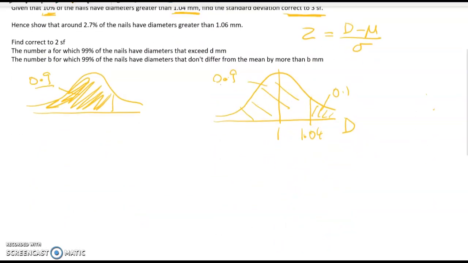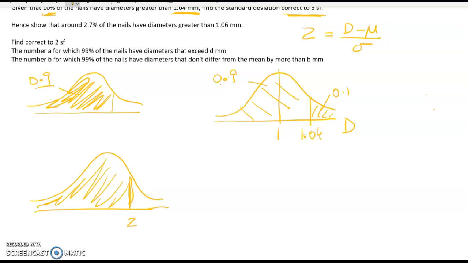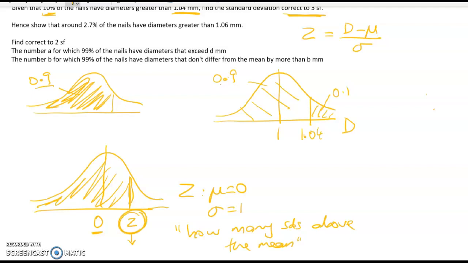So what I have to do is go over to my table and figure out if I've got 90% of the probability below this value here, then how many standard deviations does that represent? So remember that the standard normal curve has an average of 0 and a standard deviation of 1. And we can think of it as how many standard deviations above or below the mean am I? And so we're going to get this number here, and then we're going to translate that 1.04 back and work backwards to get my standard deviation.